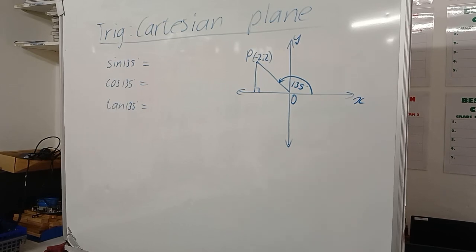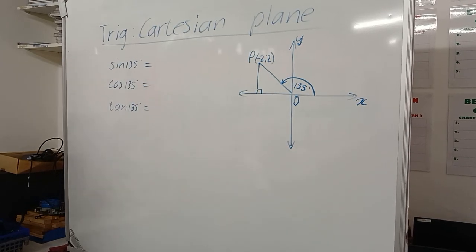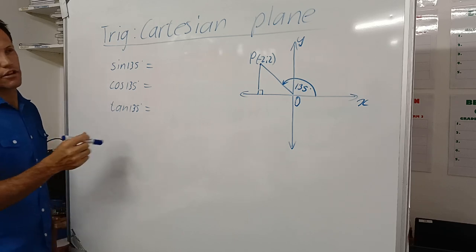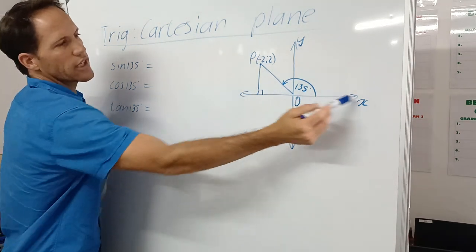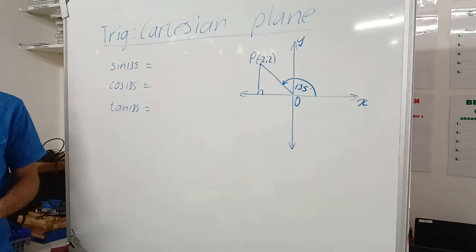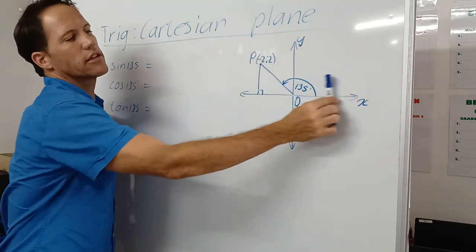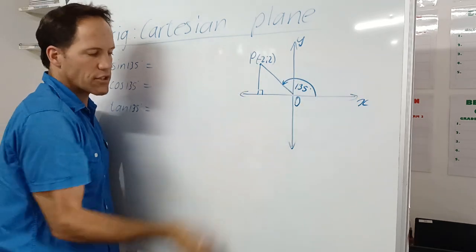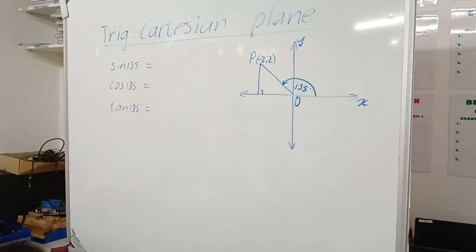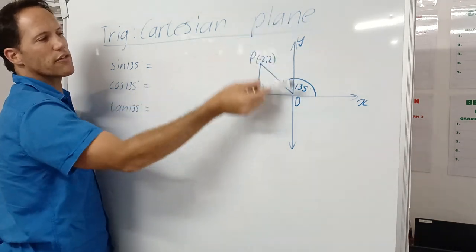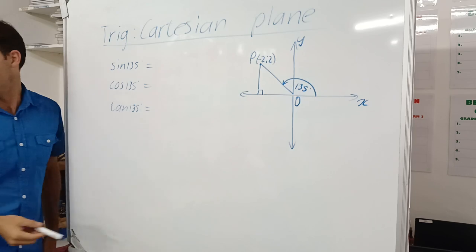Okay, so we're going to look at how to work on the Cartesian plane now. So remember, with the Cartesian plane, you've got the x-axis and the y-axis. And remember, we spoke about when you go to the right, the x values are positive. When you go to the left, the x values are negative. Okay, and then when you go up, the y values are positive. When you go down, the y values are negative.